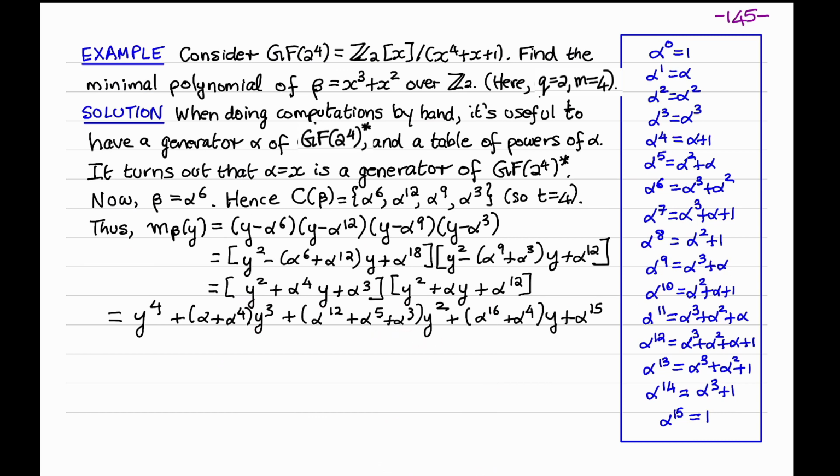And lastly, I get a linear term in y and a constant term. I'll then simplify these coefficients by using this table of powers of alpha. And as expected, the powers of alpha disappear, and the resulting polynomial has coefficients in the subfield GF2. So this degree 4 polynomial is the minimal polynomial of beta over GF2.